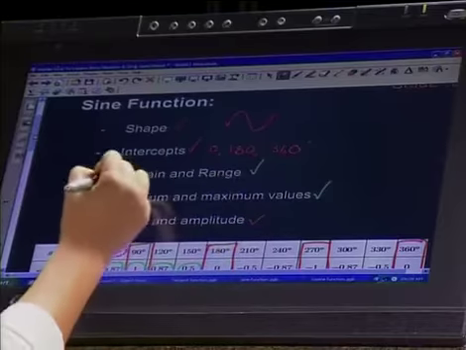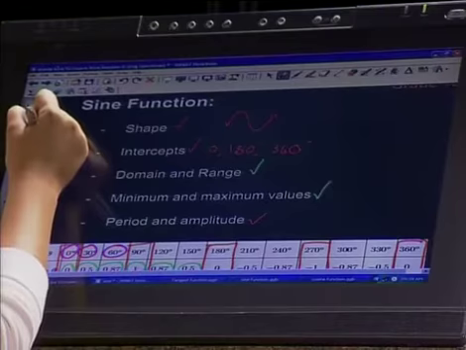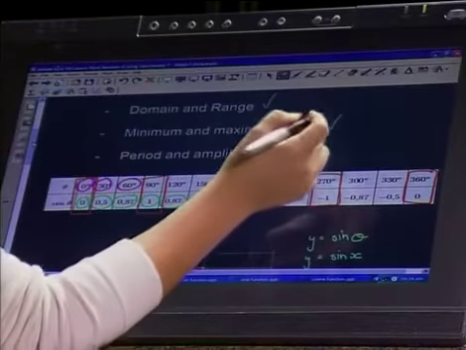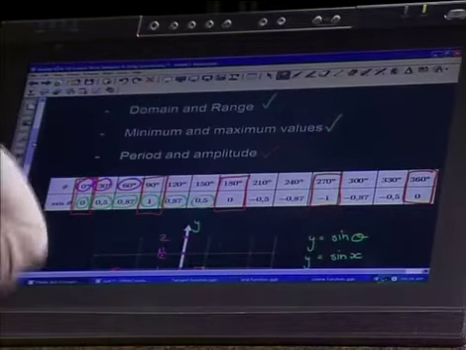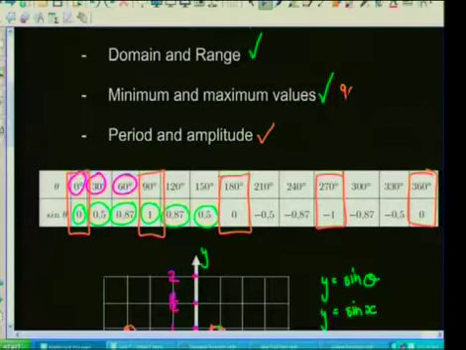Domain and range. Domain are our x values, range are our y values. Minimum and maximum values, you're looking at the x and y coordinates of the 2 turning points, which are at 90 degrees and at 270 degrees. Okay, and then we've looked at what the word period means and amplitude. This has been a lot of information that we've just revised and worked through.